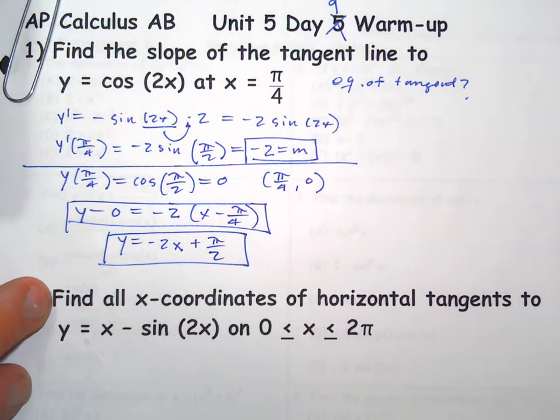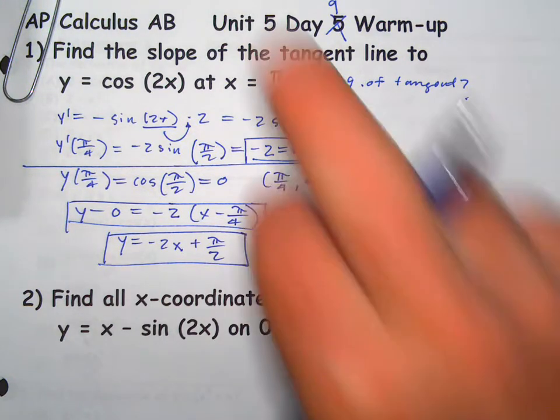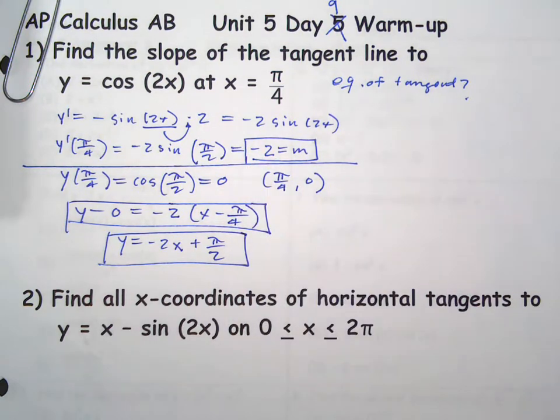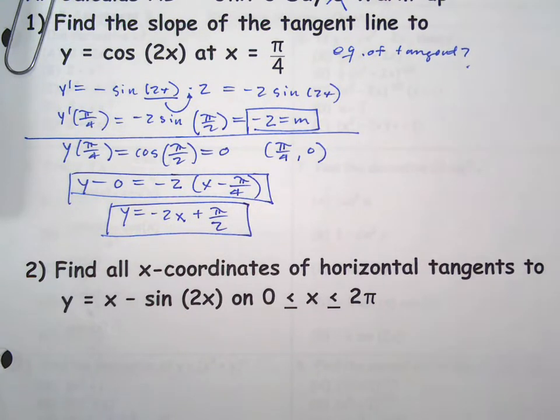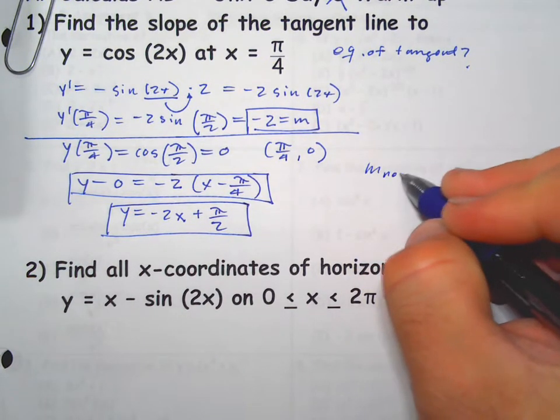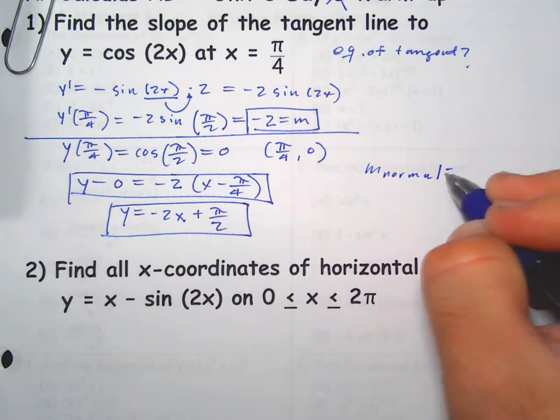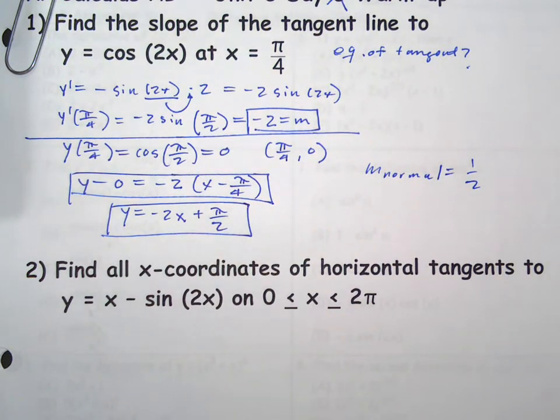But if you make a mistake, you lose points that you might have got full credit for already. So for the normal line, by the way, you would do the negative reciprocal of this. It'd be positive 1/2 slope. You'd use the same point for the equation of the line, but use that other slope of positive 1/2.